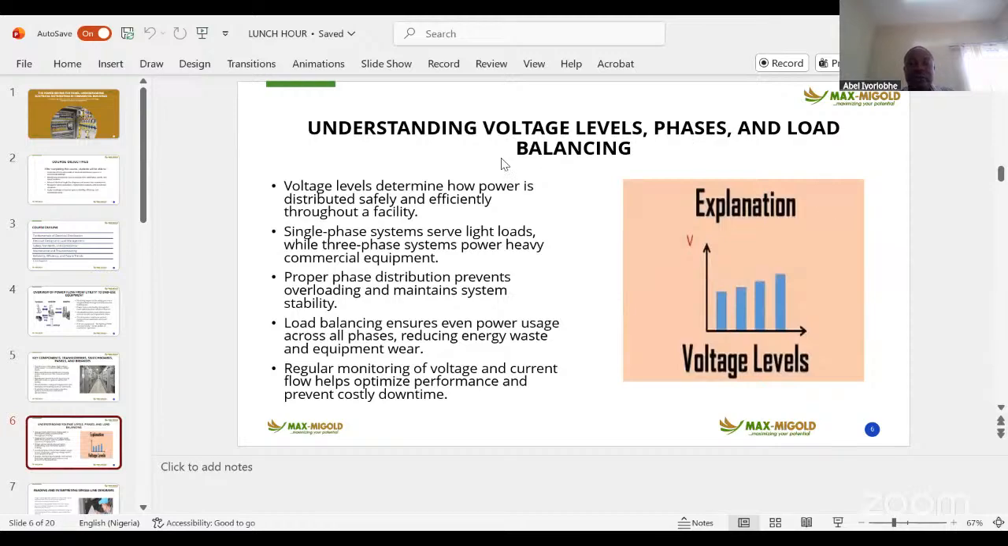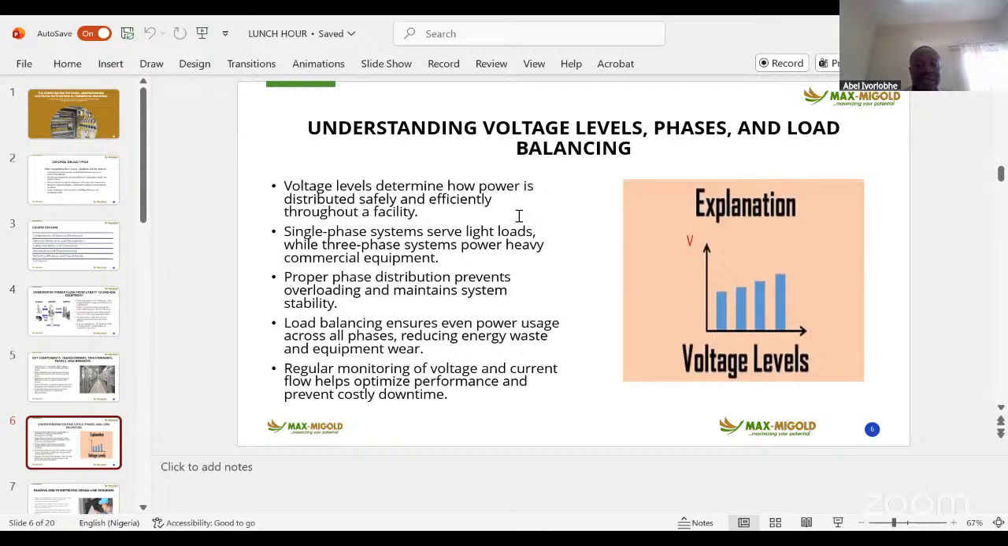So I told you have single phase and three phase. Voltage level determines how power is distributed safely and efficiently throughout a facility. If the voltage you are producing is very high, like 10 kV or 33 kV, nobody can work with it. It has to be brought down to the level that the users of the building can tolerate. And such voltage levels, they are single phase and three phase. The three phase are 415 or 400, while the single phase are 200 or 240, as the case may be.